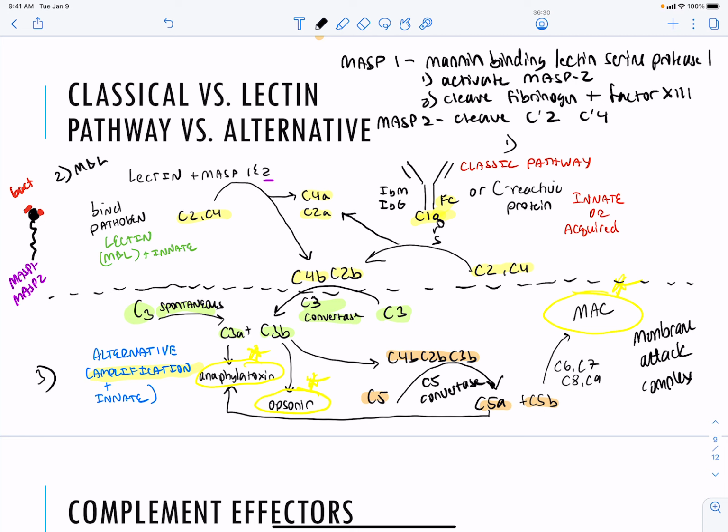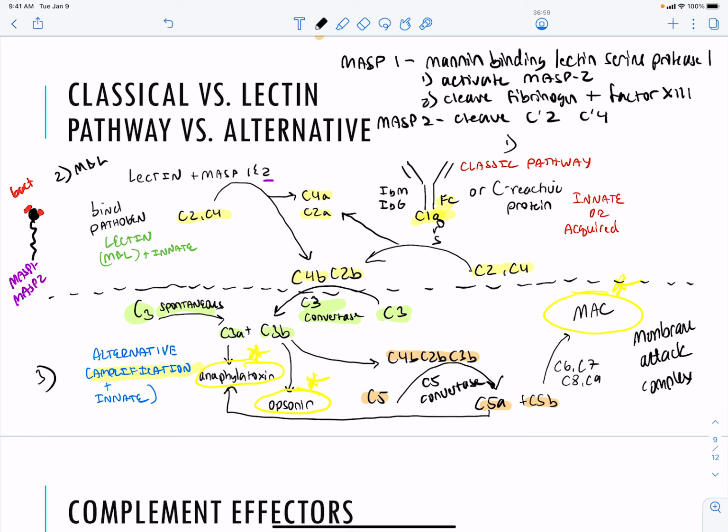If you have a defect of C1, then you're going to have problems with complement being activated by your IgM or IgG. If you have a defect of the MASP proteins, you're going to have a defect of the lectin pathway. If you have a defect of C3, you're going to have a defect of all the pathways because C3 is needed for all of them. So keep that in mind when you talk about genetic defects of the complement cascade, because you always have to go backwards and say, okay, what effector functions are being impacted by this defect?